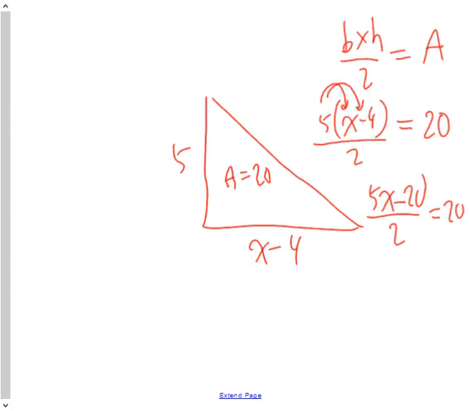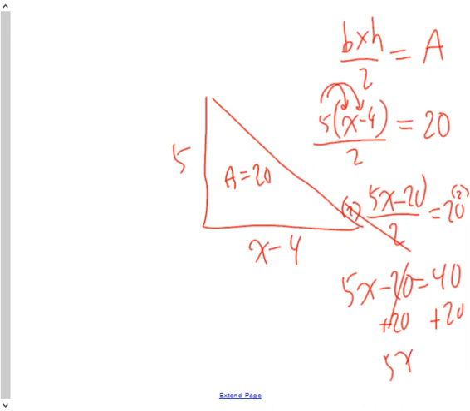All right. Now, there are different ways we can do it. What I'm going to do is multiply this side by 2 to get rid of the half, and I'm going to multiply this side by 2. So I'm going to end up with 5x minus 20 equals 40. All I did was double both sides. Instead of having half of 5x minus 20, I'm going to have all of 5x minus 20, and since I doubled the left, I have to double the right. Now I'm simply going to use my grade 7 algebra skills. 5x equals 60, and when I divide both sides by 5, x will equal 12.